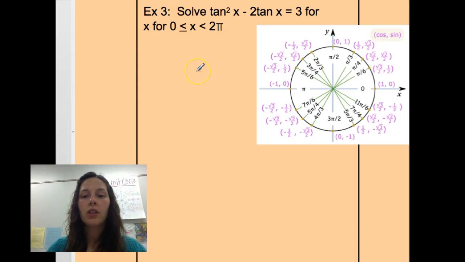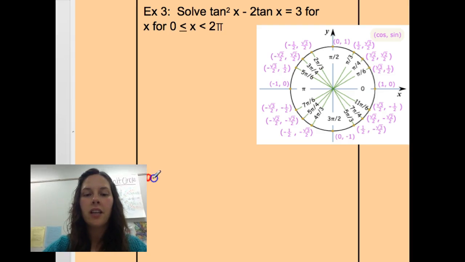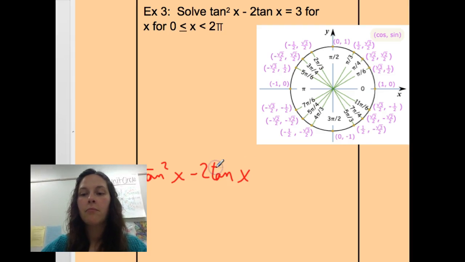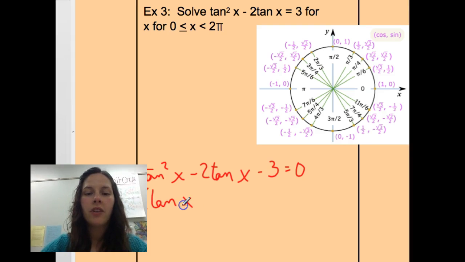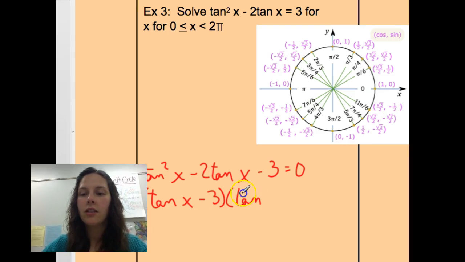For our third equation, we're going to start this one the same way. We've got to get it set equal to 0. So we have tangent squared minus 2 tangent x minus 3 equals 0. And then this one is a normal t-chart, but multiplies to -3 and adds to -2. So that would be -3 and +1. So we've got tangent minus 3 times tangent plus 1.